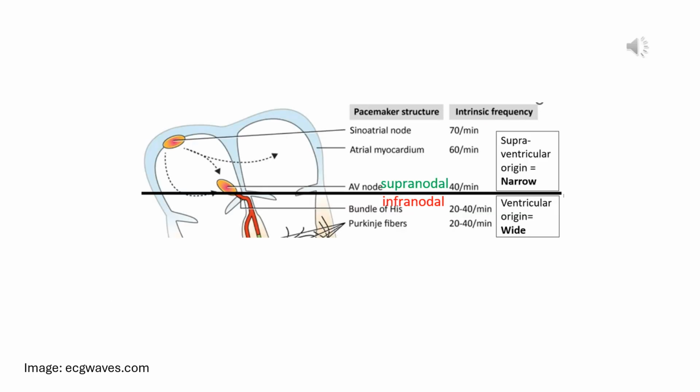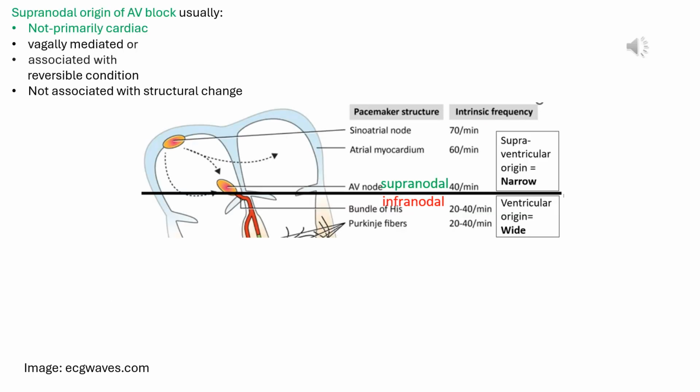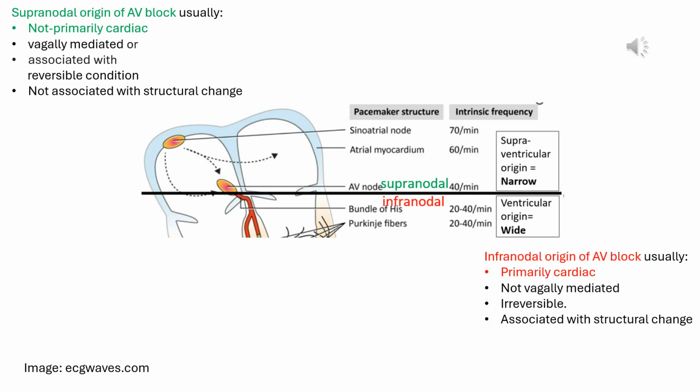In terms of AV block, supranodal causes associated with narrow complexes tend to be secondary to non-cardiac processes, vagally mediated, more reversible and transient, less associated with structural change, and thus less concerning, less likely to require intervention. On the other hand, infranodal AV block associated with wider complexes tends to be associated with primarily cardiac, non-vagally mediated, irreversible processes associated with structural change.